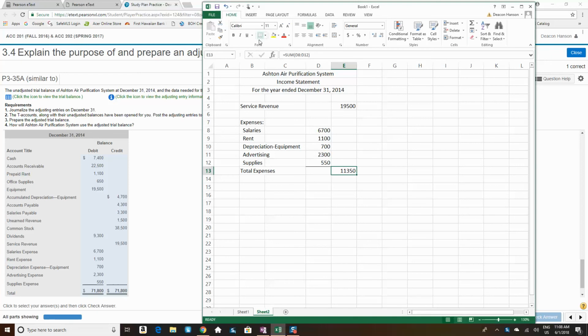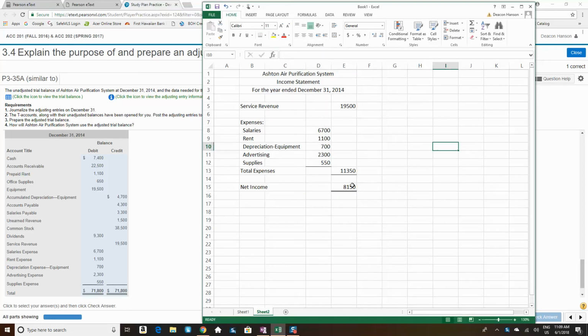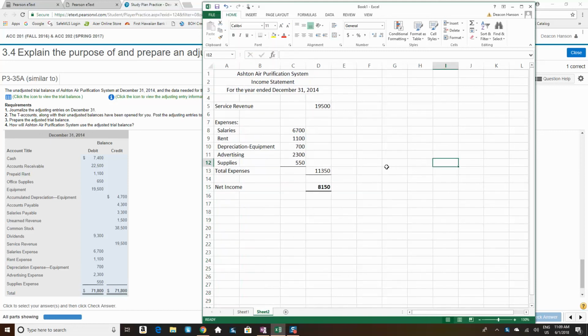So if we were to subtract our total expenses from our revenue, because it's going to be positive, it would be called net income. So this is my income statement. It's a simplified version, but revenue minus expenses gives me net income. So we have net income of 8,150. Okay. So you always prepare the income statement first.